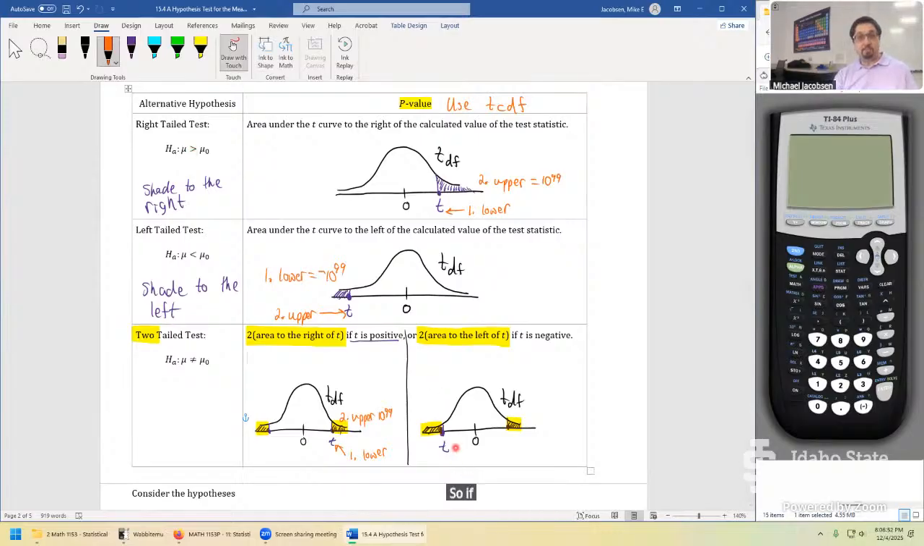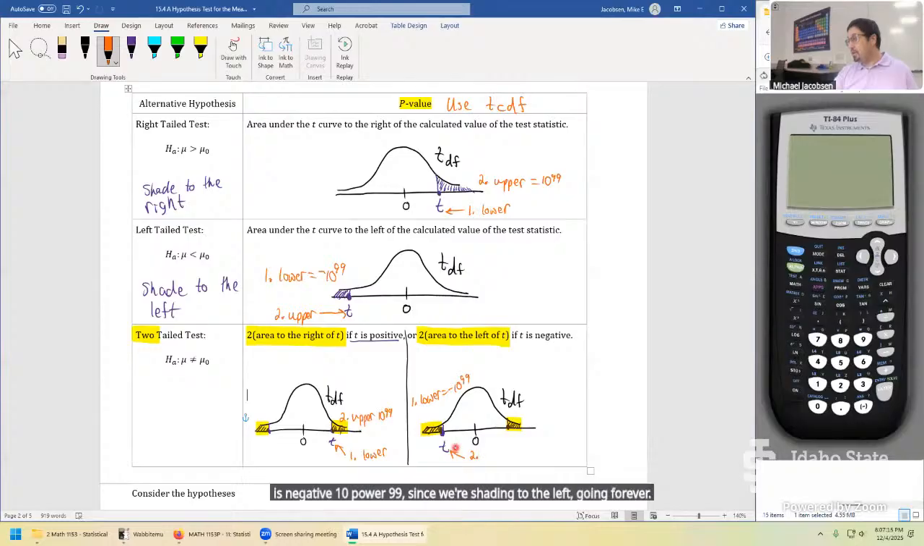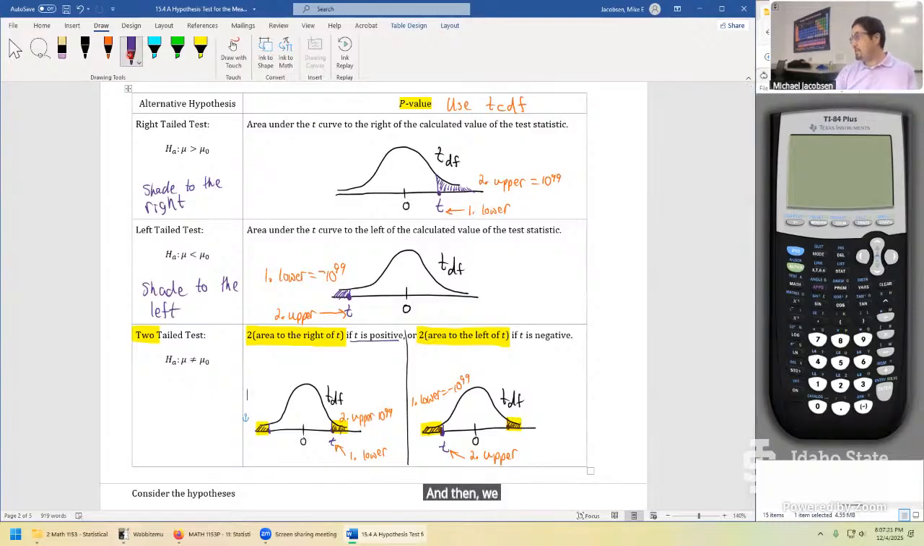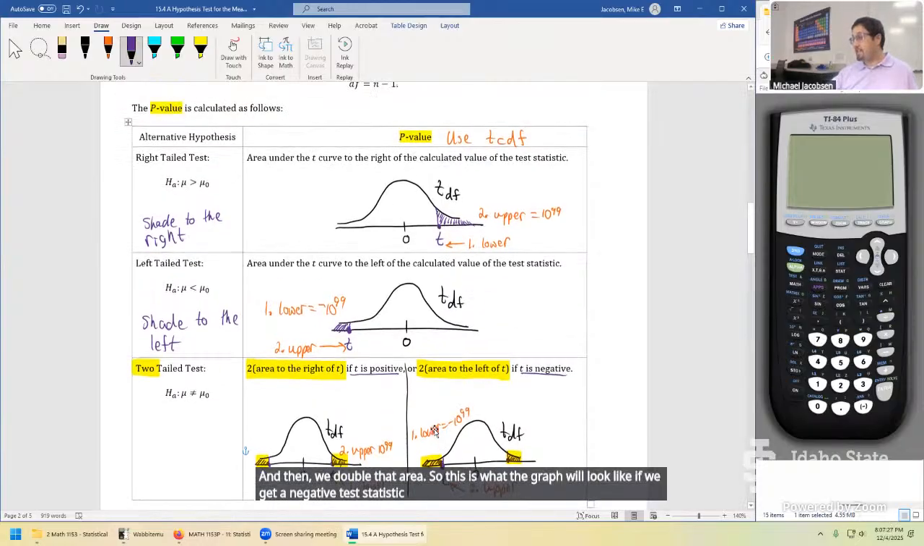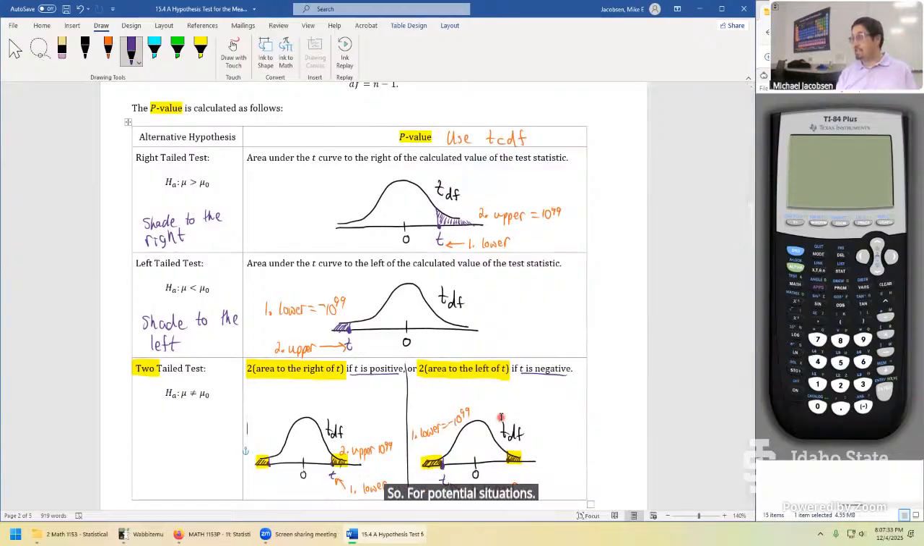So if it comes out like this, we're doing a two-tailed test for hypothesis testing. I think this actually happens in the quiz. It's just categorical data, by the way. This would mean input 1, lower, is negative 10 power 99. Since we're shading to the left, going forever, input 2, upper, is the test statistic t on this one. And then we double that area. So this is what the graph will look like if we get a negative test statistic in the two-tailed test. So 4 potential situations really with 3 tests.